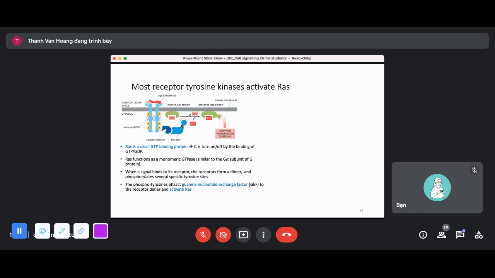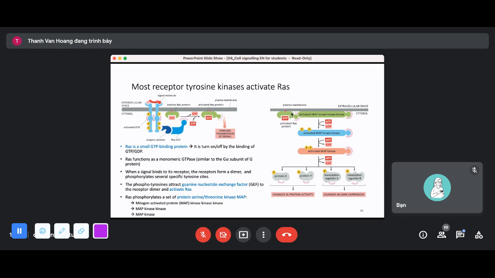You can see here this enzyme which activates the RAS protein is a guanine nucleotide exchange factor, and it functions similarly to the alpha subunit of the G protein. And please remember, RAS when bound to GTP becomes activated. Okay.